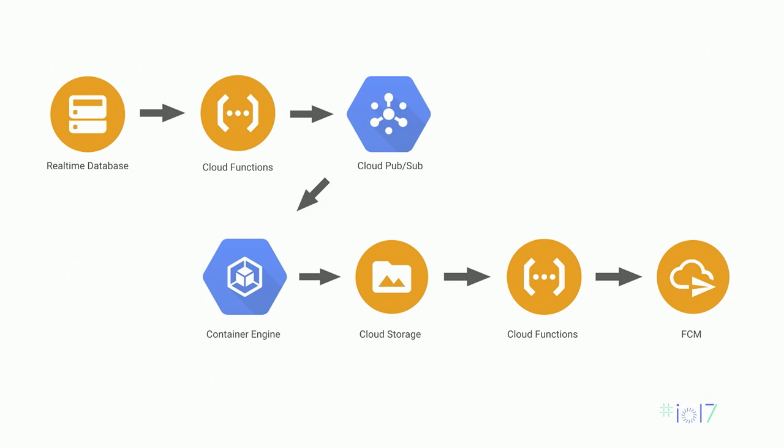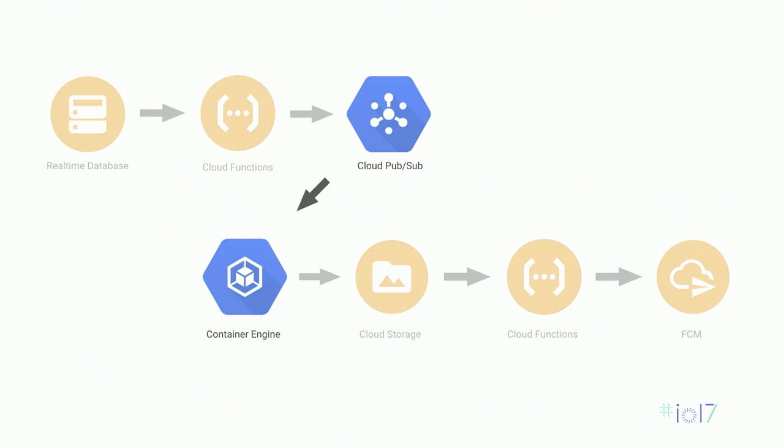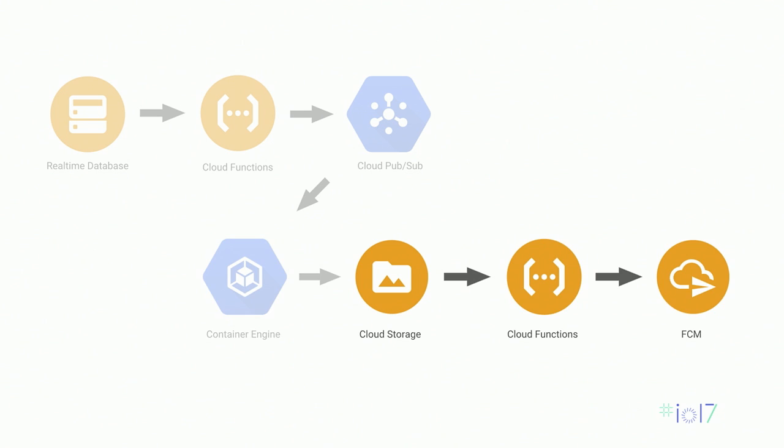So, as an overview, we used the real-time database to trigger a cloud function that then pushed a message onto our messaging system. We used PubSub to then distribute work between our containers, which then upload to Cloud Storage. And finally, we trigger a cloud function on that storage bucket to send the push notifications.